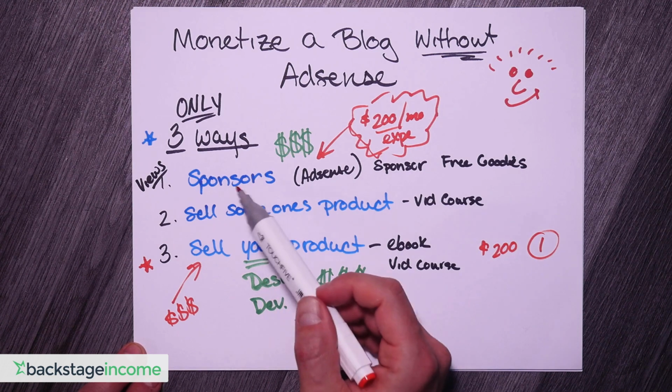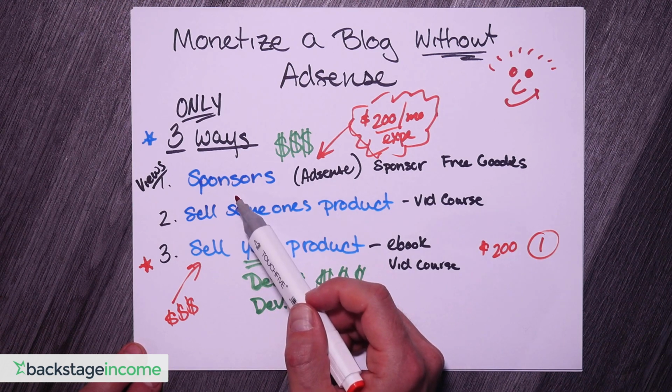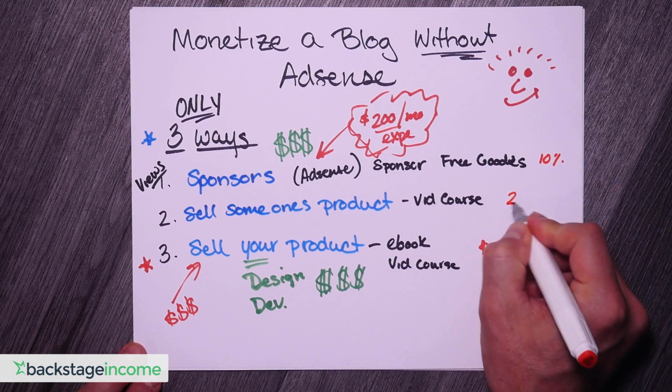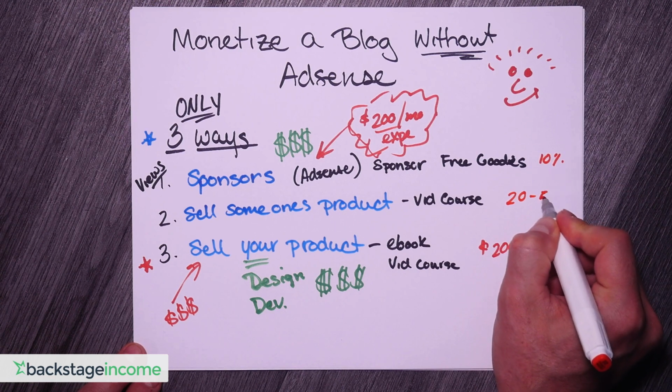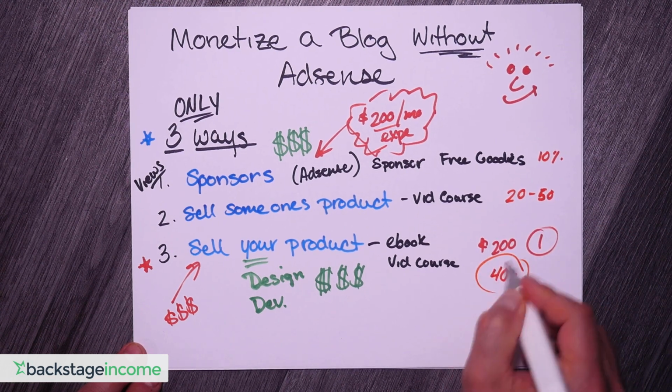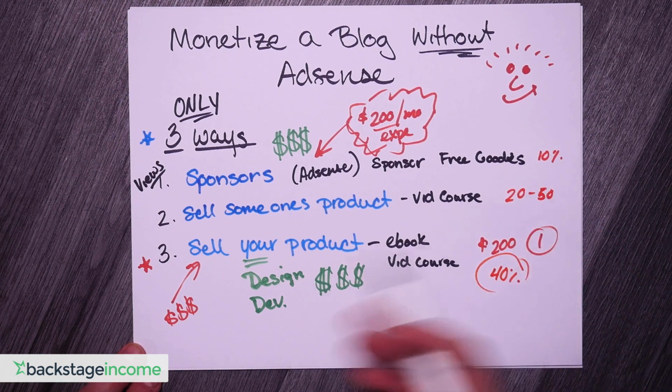So if you can start with sponsors, sure, that's a way to get some income, but this maybe could be 10% of your income. This might be, let's say, 20 to 50% of your income. I don't know. And this could be the other 40% or so. So it just depends how you structure your plan.